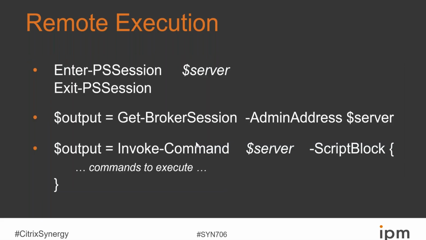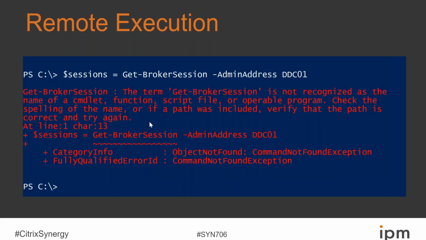The next way to do remote execution is by using the AdminAddress parameter. Now, you can use the AdminAddress parameter, but if you try doing that, you're going to get the message that Get-BrokerSession is not recognized. That is because you're probably executing this on the help desk user's PC, and you do not have the XenApp and XenDesktop SDK loaded on their PC. You can, if you wish, go ahead and load the PowerShell SDK on each user's machine, but that's probably not something you want to do.